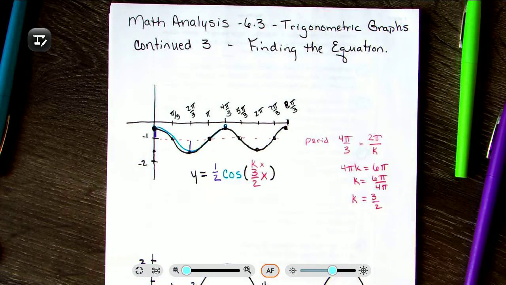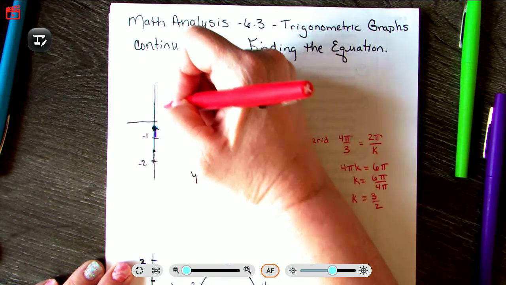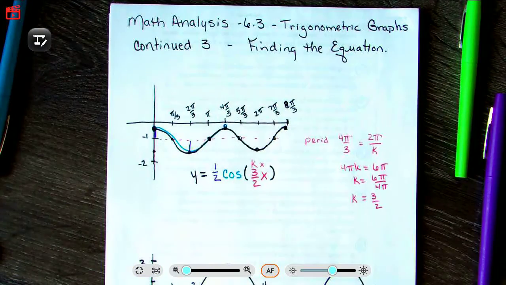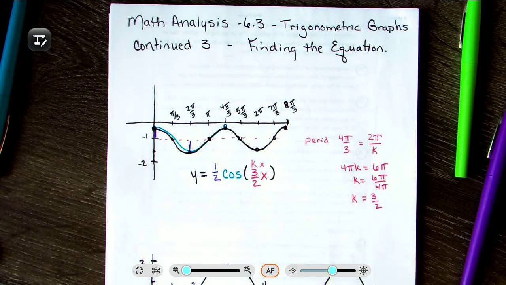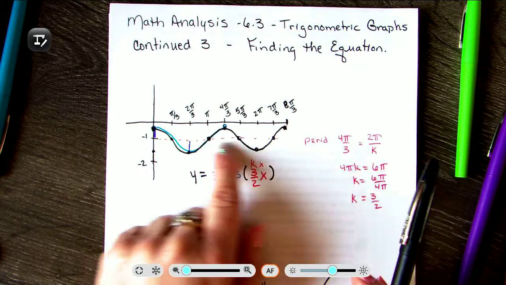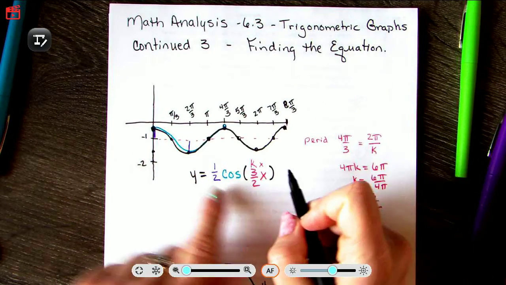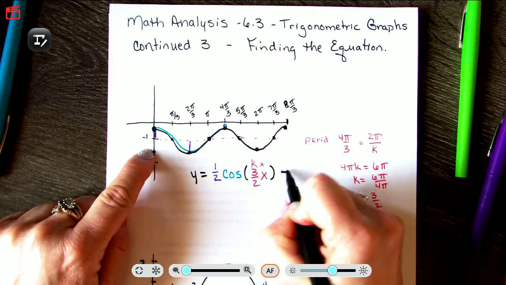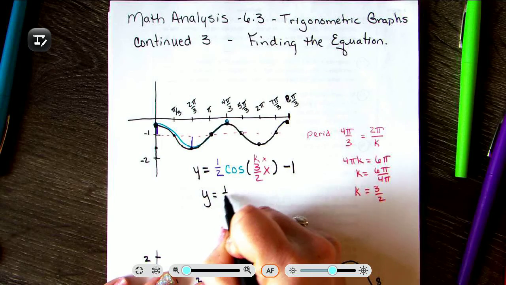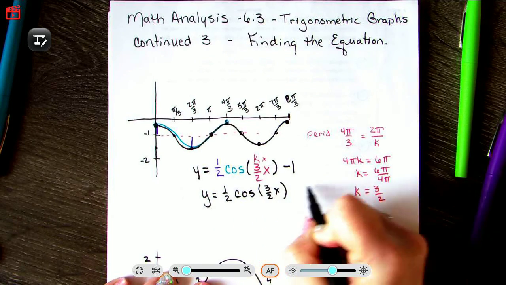All right, the last thing you'll notice is we aren't centered around that 0, because usually it's like, say, start up at the top, go below the 0, then come back up. This one has been shifted down. And the way to figure out where it's shifted to, up or down, is to find that center line. My center line is at -1, so we've taken this curve and we moved it from 0 down 1. So minus the 1. So the equation of this curve is 1/2 cosine 3 over 2x all minus 1.